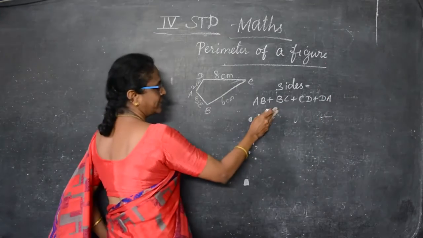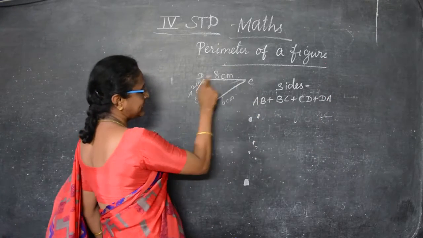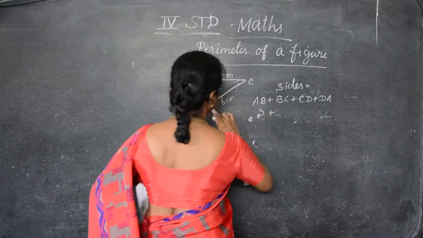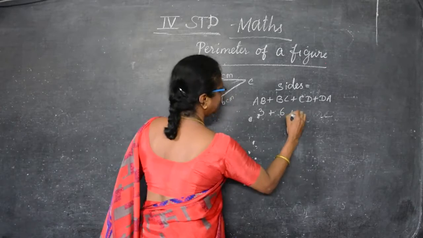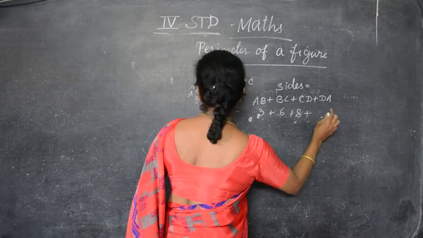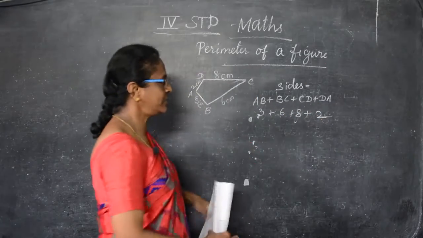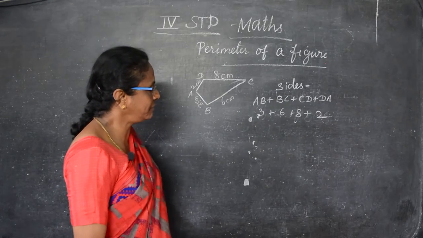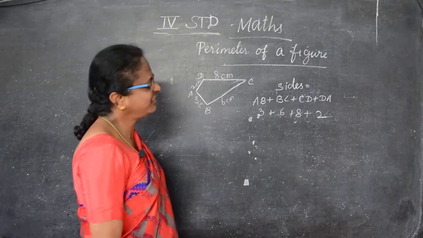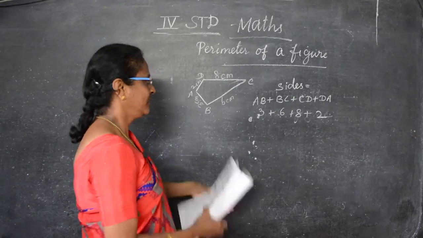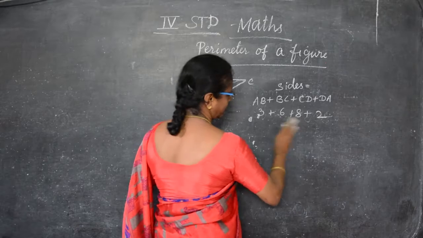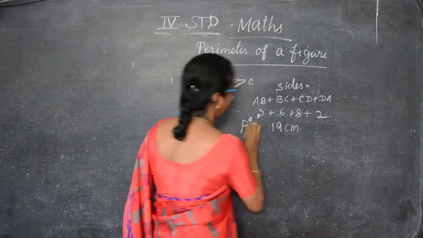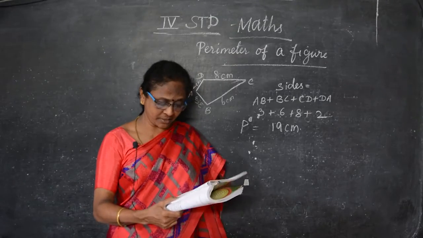So these are the sides, okay? AB, BC, CD and DA. AB is 3 centimeter plus BC, which is 6, CD is 8 and DA is 2. So 3 plus 6 is 9. So 9 in the mind and 8 on the fingers. 9 plus 8, how much will it give? That is equal to 19 centimeter. So perimeter is equal to 19 centimeter.